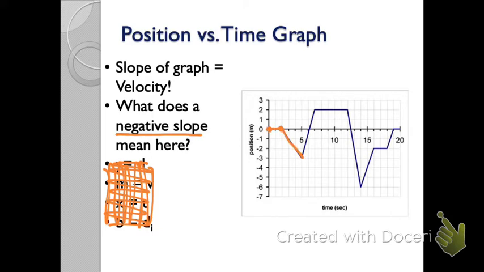From 2 to 5 seconds, what happened? They moved backwards. And now I want you to think about what happens here since it's a straight line. They moved backwards at constant speed. They moved backwards at a constant velocity. We can calculate the slope of this line, right? But they moved backward at a constant speed. They did not slow down. They did not speed up. They just walked at a constant speed and it happened to be in the backward direction.